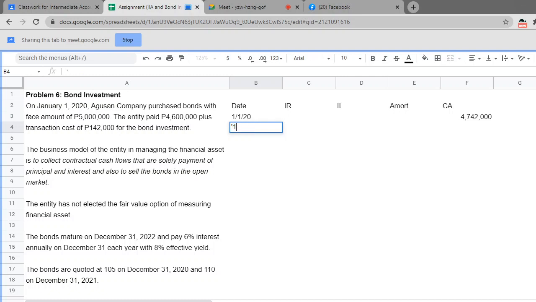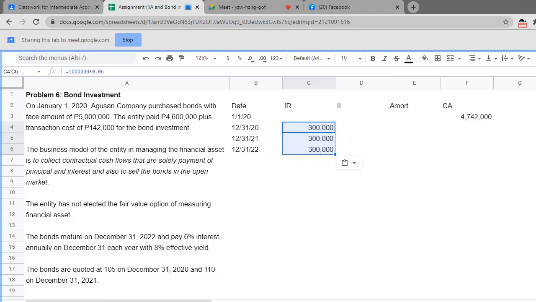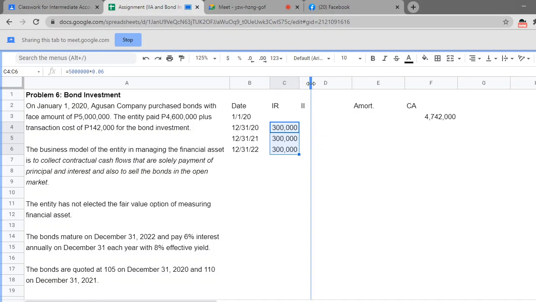Now, let's have 12/31/2020. And it matures until 2022, so let's just put it there for now. Okay. Interest received: face amount of 5 million times the nominal rate, which is 6%. Therefore, you have 300,000. And since this is a term bond, your interest received stays constant at 300,000. Now, your interest income, however, will change depending on your carrying amount.